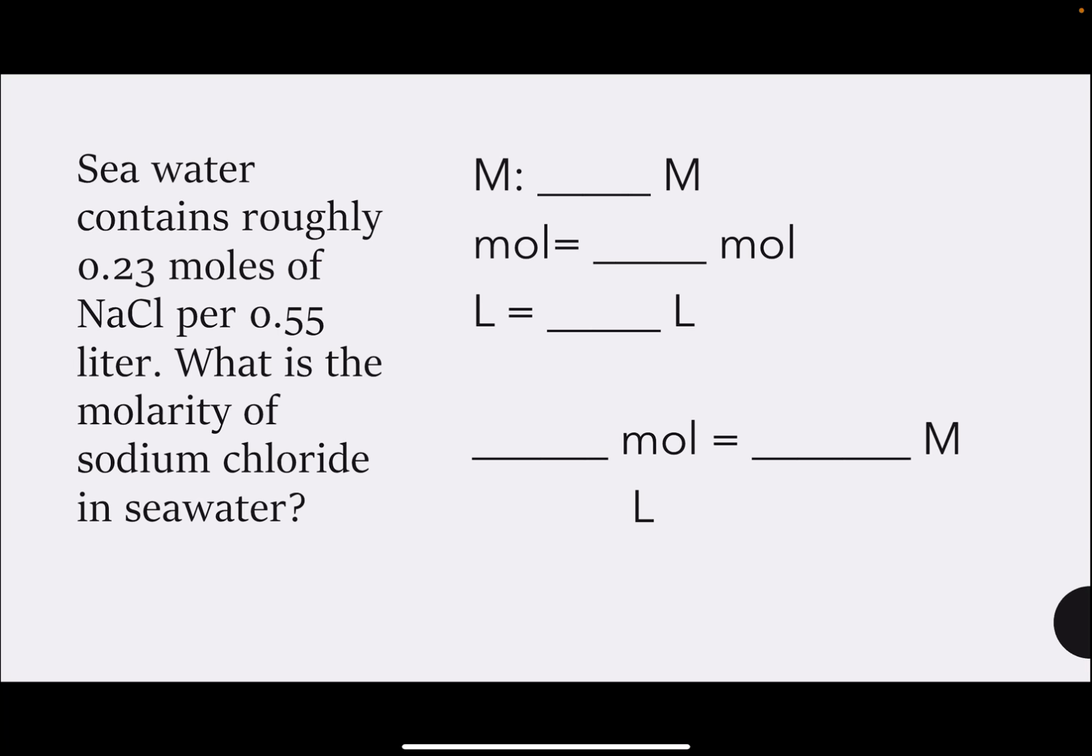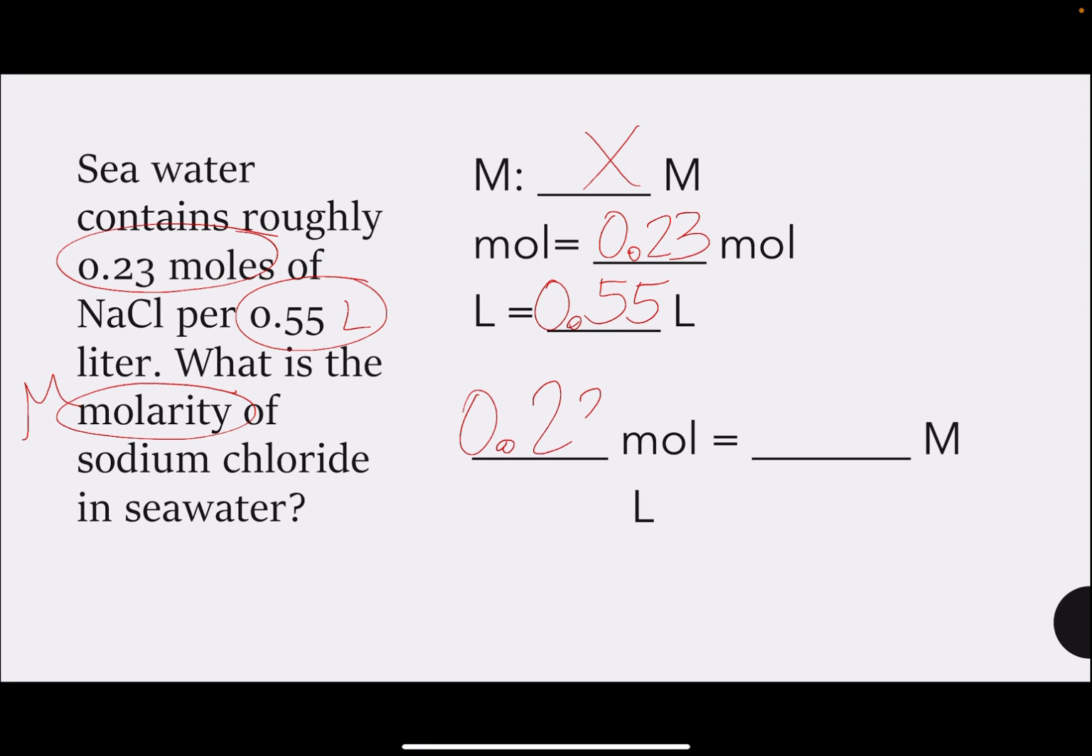Seawater contains roughly 0.23 moles of sodium chloride per 0.55 liters. What is the molarity, big M, of sodium chloride in seawater? So I don't know my big M. I know my moles is 0.23 and my liters is 0.55. So I'm going to have 0.23 here and 0.55 here.